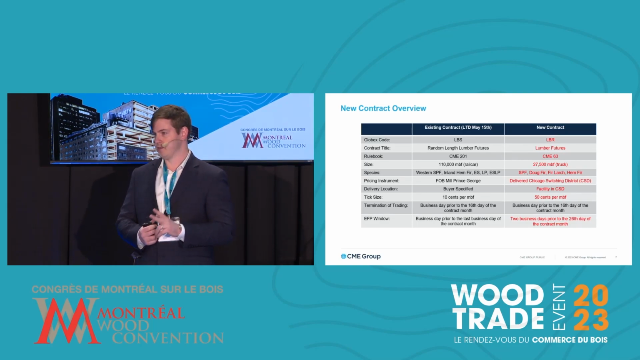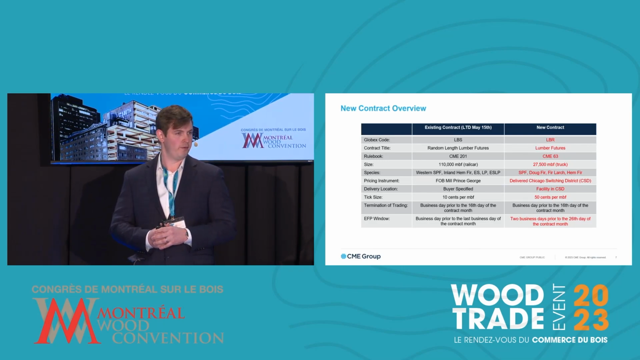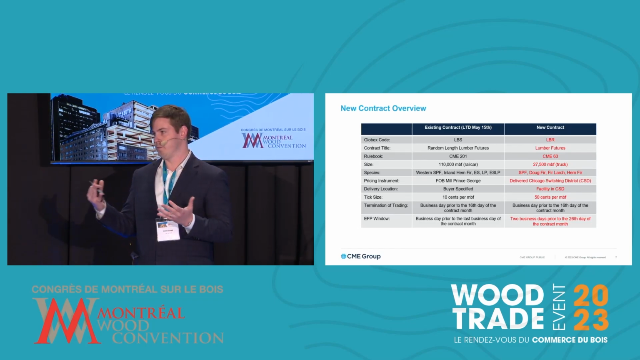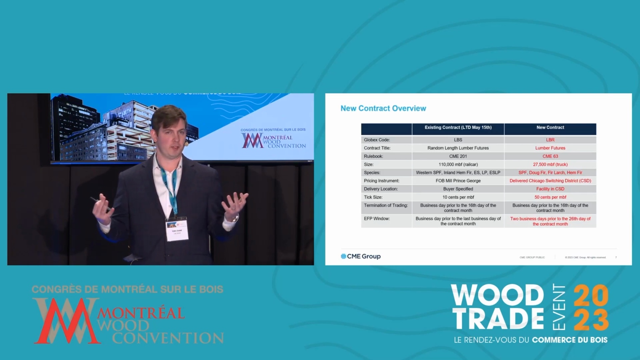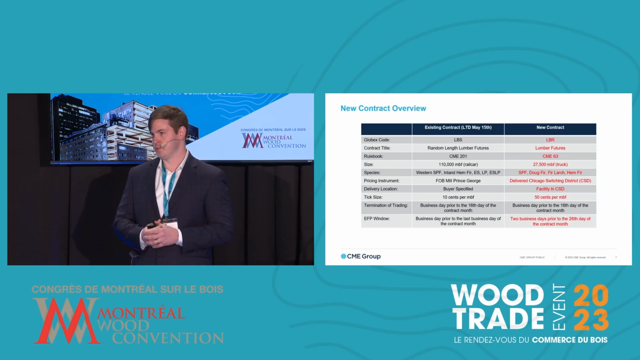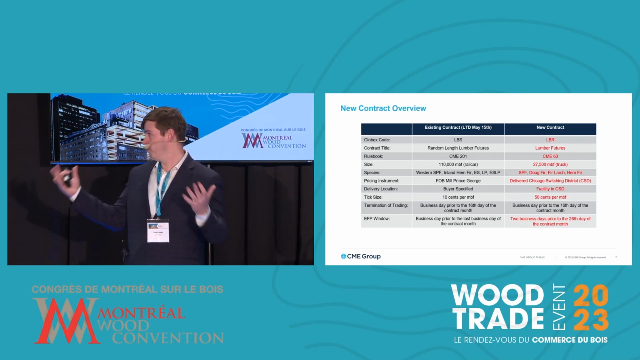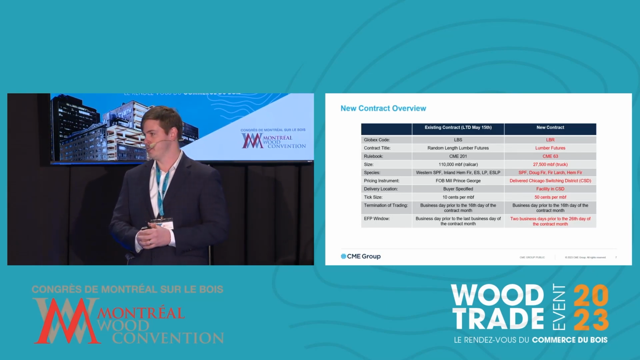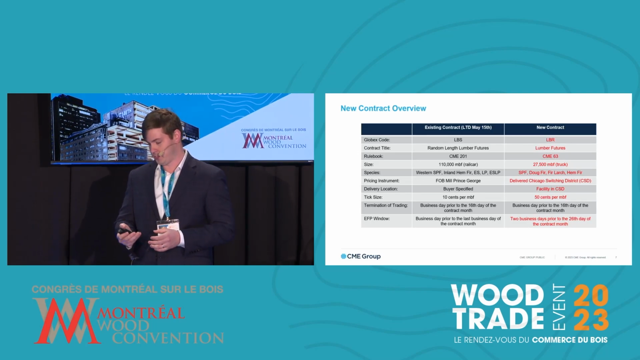The second being the size of the contract. This new contract is, as Alison mentioned, 27,500 board feet, which is equivalent to roughly one truck. This opens it up to more precise risk management strategies, as well as opens it up to participants that historically have not been able to participate in the contract due to its size, the old contract size being 110,000 board feet. So those are the two main changes that we wanted to highlight. There are more, so if you have questions on any of these at all, please don't hesitate to ask, and we're happy to answer your questions.